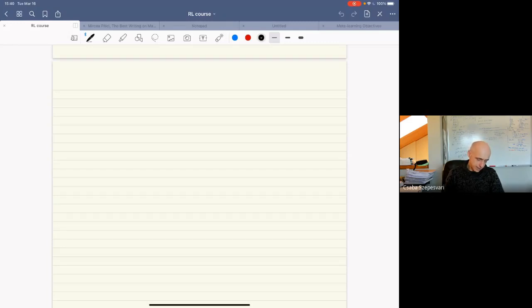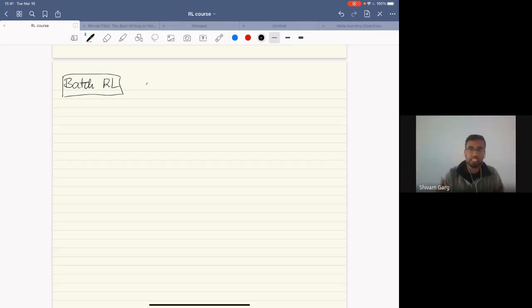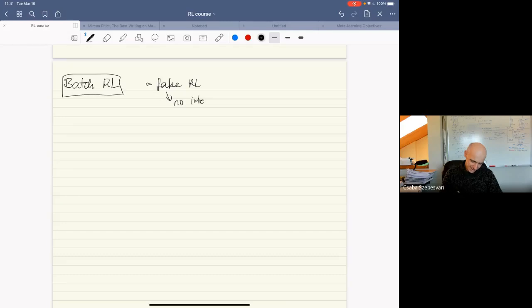So we want to get onto speed with batch RL. Everyone heard about batch RL? No? What is batch RL? Fake RL. Okay, Shimon says fake RL. Why is it fake? Because isn't RL supposed to be about interaction? Like batch RL is good, but why is it RL? Yeah, no interaction. Right.